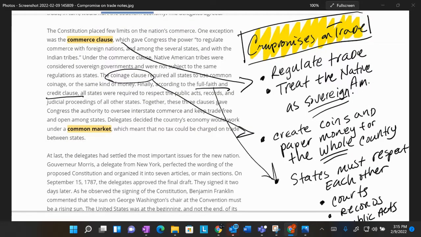Now, here are the notes for the second branch for your tree map. Okay, and these were the compromises on trade. So, in your notes, you'll see something called the Commerce Clause, and this regulated trade throughout the country. It didn't let the states do that. It also treated the Native Americans here.